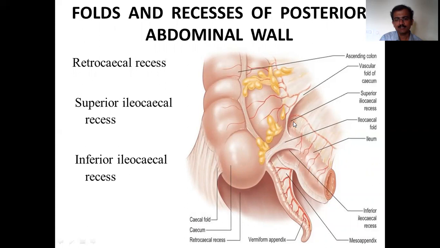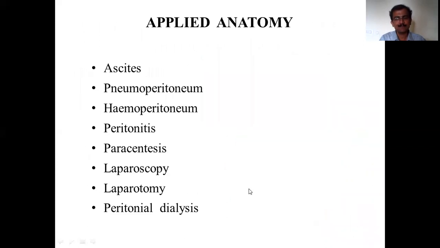Above that ileocecal junction, you can see the superior ileocecal recess here, and below the ileocecal junction, you can see the inferior ileocecal recess. So this is the superior ileocecal recess, this is the inferior ileocecal recess, and this is the retrocecal recess.